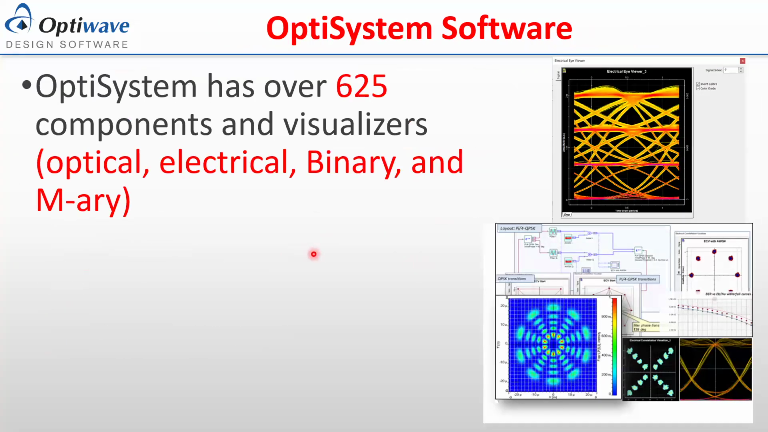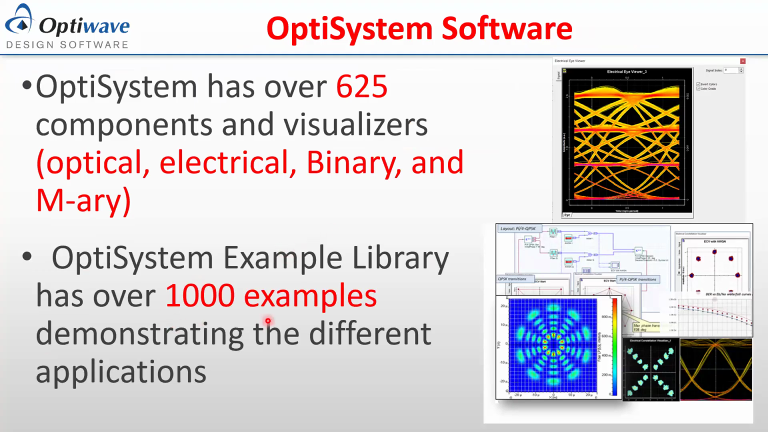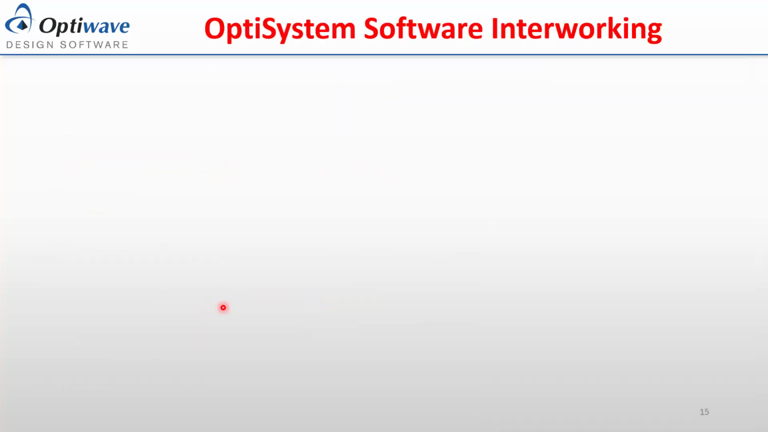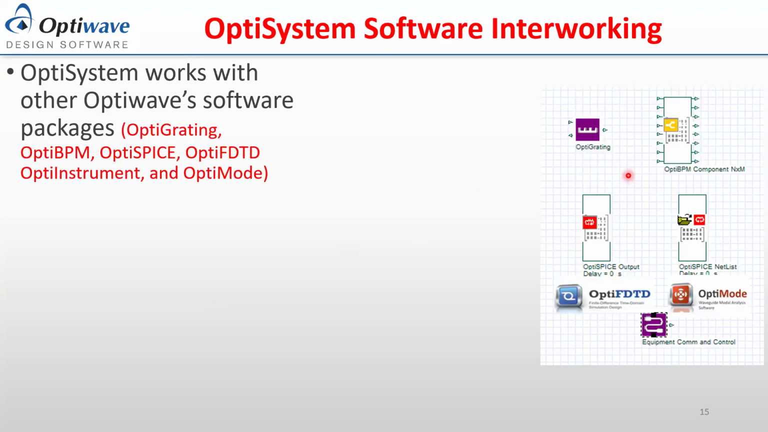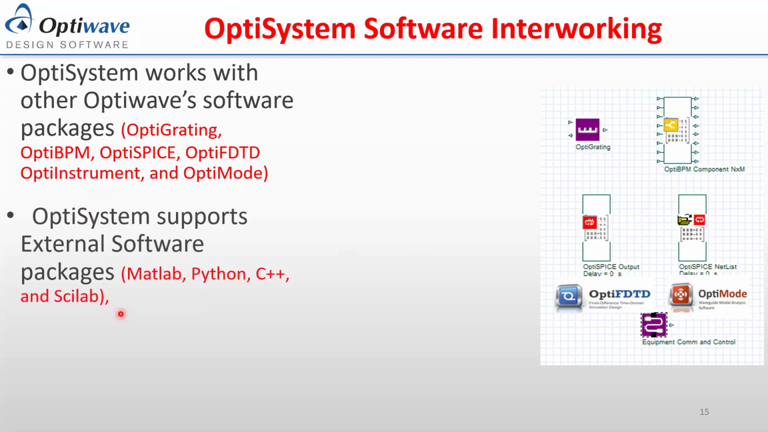In OptiSystem, as I mentioned, we have over 625 components and visualizers. We have over 1,000 examples in the example library, which can be used as a basis for testing as well as building new projects. Now, one important thing about OptiSystem software is interworking with other software of Optiwave. So OptiSystem works with OptiGrating, OptiBPM, OptiSpice, OptiMode, OptiFDTD, as well as OptiInstrument. So you can generate results in these software and include them in OptiSystem for simulation.